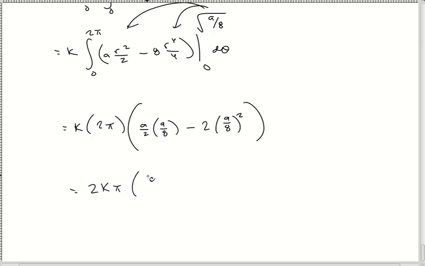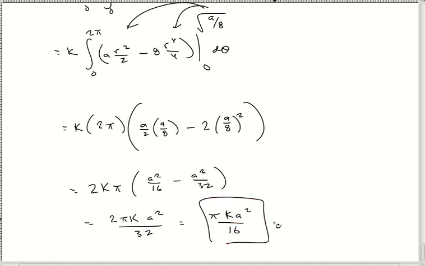Remember that you have to distribute those guys. 2k pi, I guess. And then we're going to say a squared over 16, 64, and then cut 2 is going to be 32, so a squared over 32. 1/16 minus 1/32 is 1/32, so we got 2 pi k a squared over 32, which makes the 2 cancel there, pi k a squared over 16. So there's your mass, and that was one answer out of a lot.